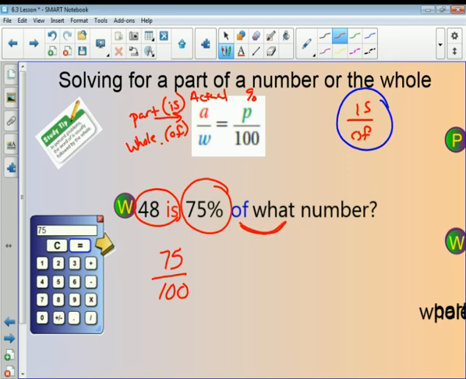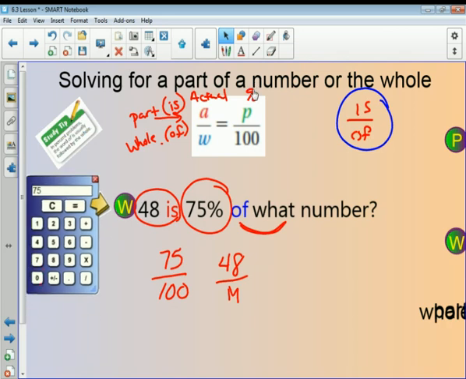Okay, so is my top number. 48 is my top number. Over of, I don't know, so I'll just put a letter there for now. I could put a question mark if I wanted. I don't know what it is. Okay, so 48 times 100 is going to give me 4,800 divided by 75 gives me 64. So I just found out that my whole number is 64. So if that was a test, I got 48 out of 64 on the test.